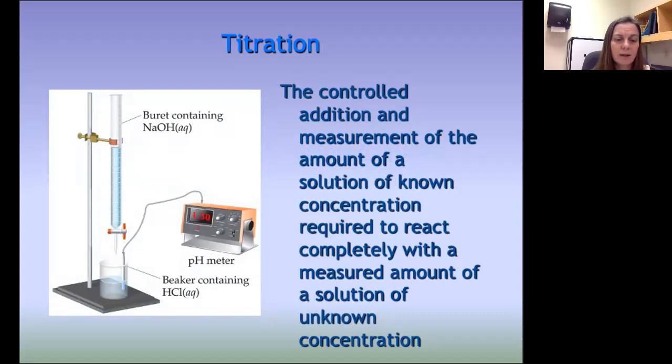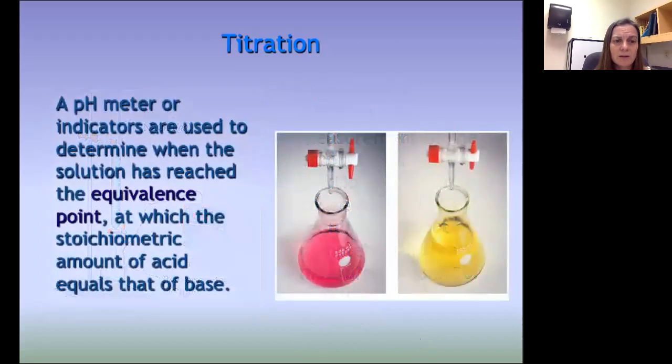This can be done with an indicator, or it can be done potentiometrically, meaning a measurement of the pH as we go through the titration, as is shown in this image. But the purpose of a titration is to determine the concentration of a solution of unknown concentration. So we can either use, as I said, a pH meter or an indicator. And so you can see in this image that we're using an indicator, so it has changed color. And the purpose of either an indicator or a potentiometric titration is to identify what we call the equivalence point.